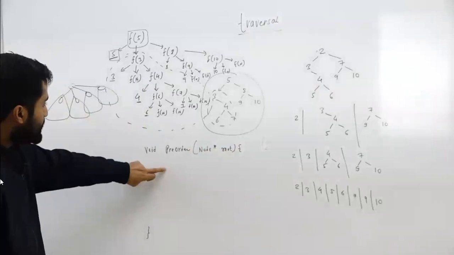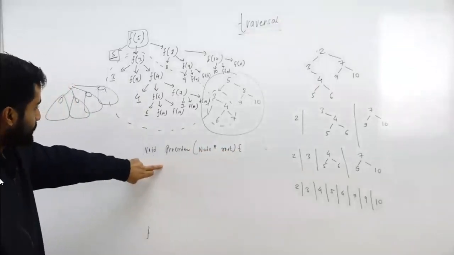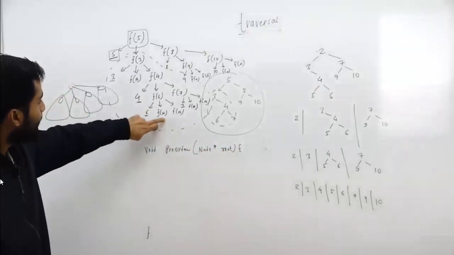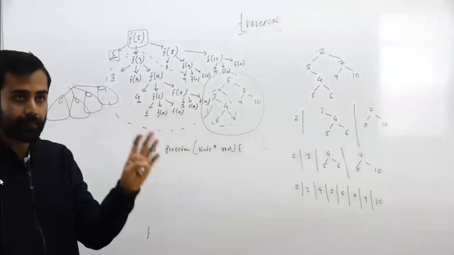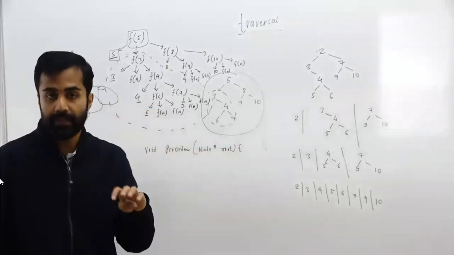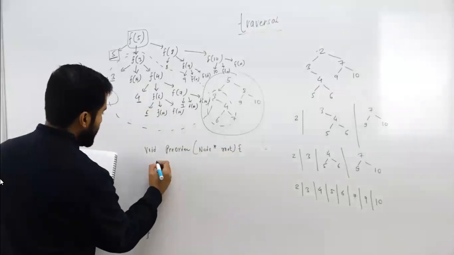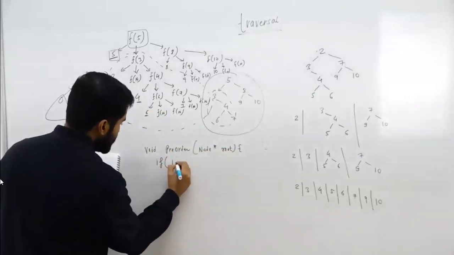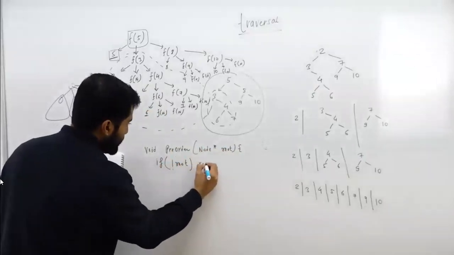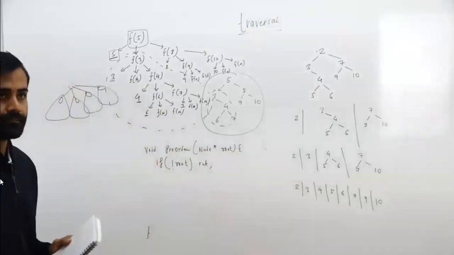So tell me, the first thing should be your termination condition. Termination condition comes when the current subtree that you're talking about is empty. If it is empty, then the root will be null. So if root is null, you simply return. You don't do anything. Okay.